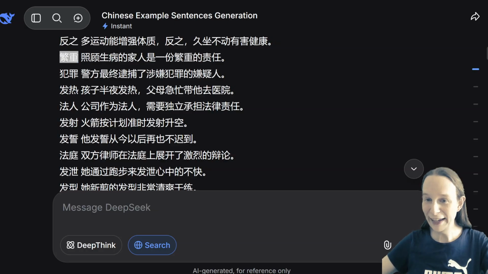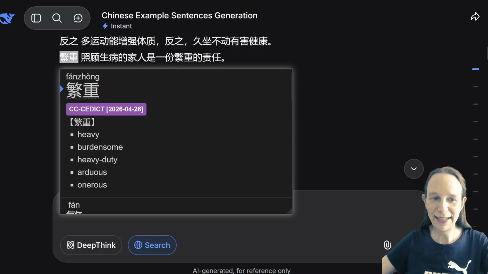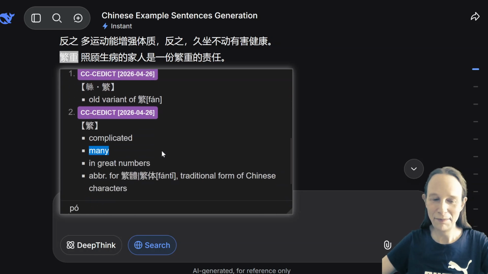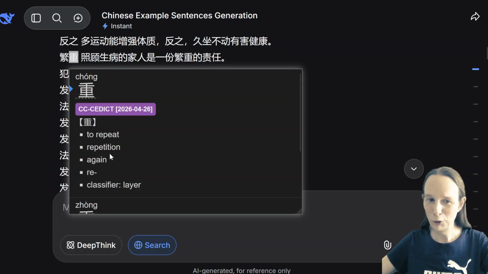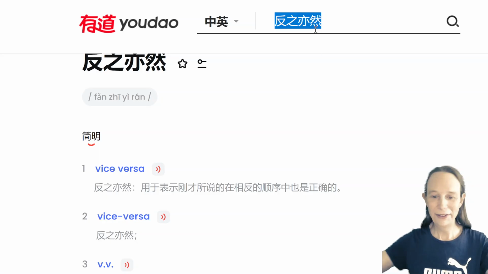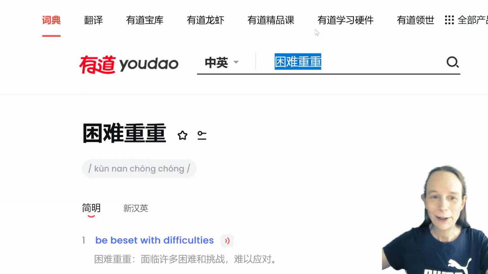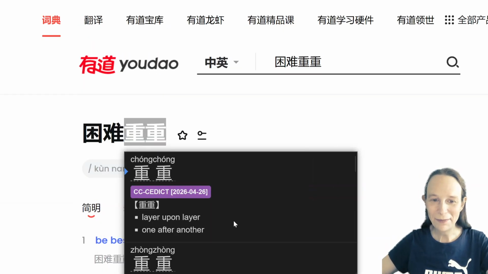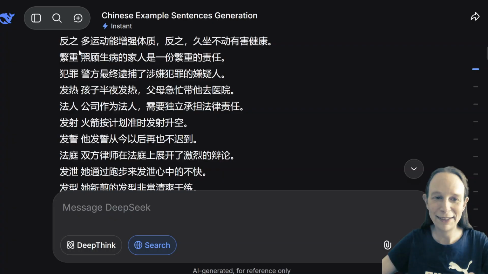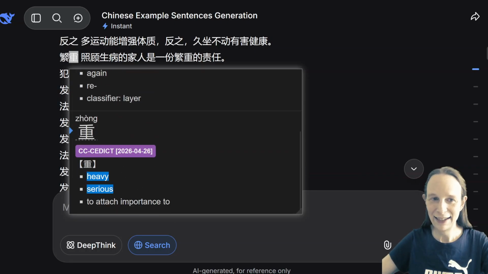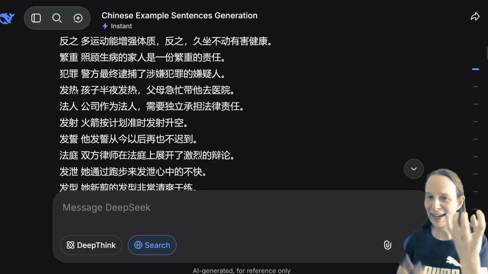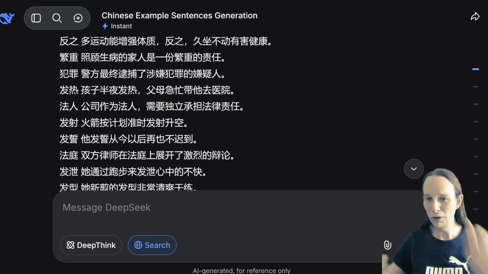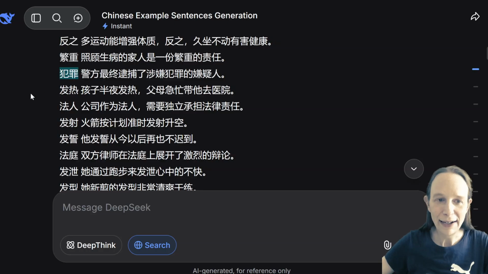So 繁重. This is a little bit counterintuitive because 繁 pertains to many things that are many. And 重 is a word used for large numbers of them, like in 困难重重. Many, one after the other. Large numbers. But here it's 重, meaning heavy. So it's kind of 繁 and 重. 又繁又重. Right? All right.